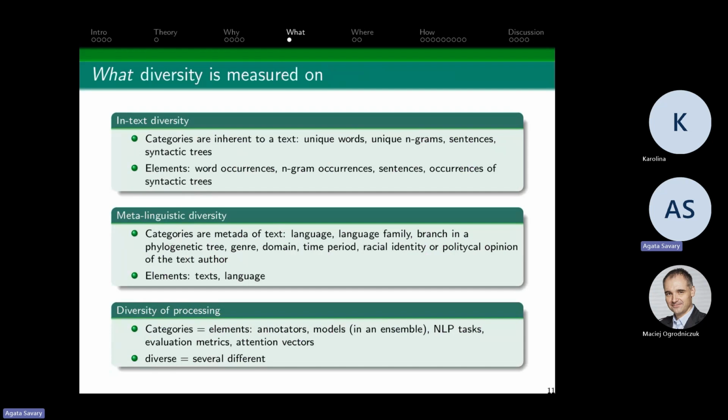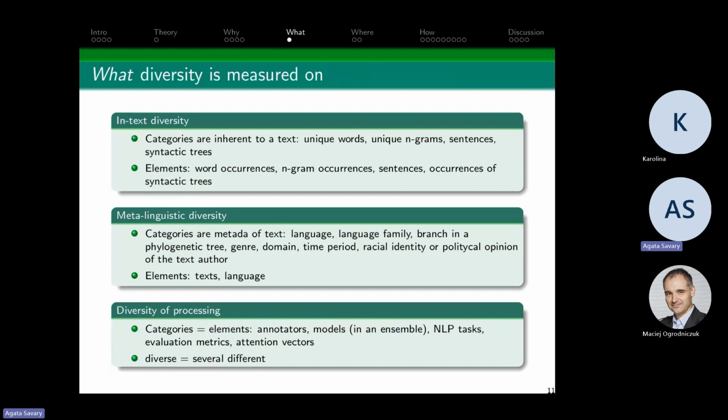One is in-text diversity, meaning categories concern parts of text. So for instance, unique words, unique anagrams, sentences, syntactic trees. These things, when they are categories, they are called in-text categories in our taxonomy. Then elements would be occurrences of these unique words, of these anagrams, of these sentences, of these syntactic trees, and so on. Okay. The second type is meta-linguistic diversity.